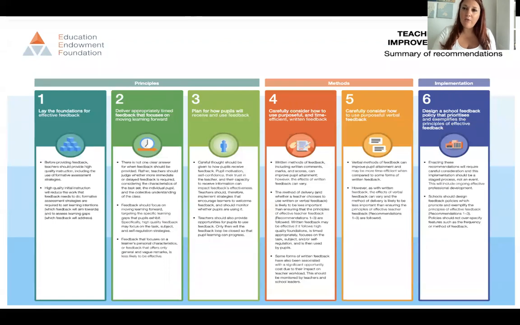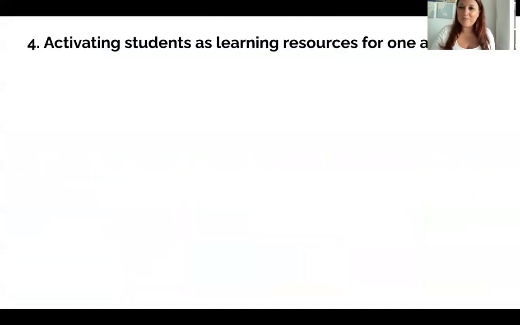Now, the EEF recently, a few months ago, have published a guidance report about feedback. Dylan William was involved in this. There's a lot about formative assessment. You can download this freely on the EEF website, and it certainly is worth reading. And this is just a summary. I won't go through this. I just wanted to signpost you to that.